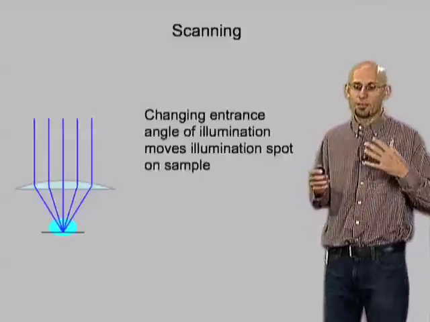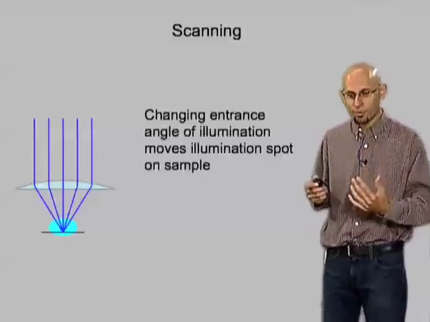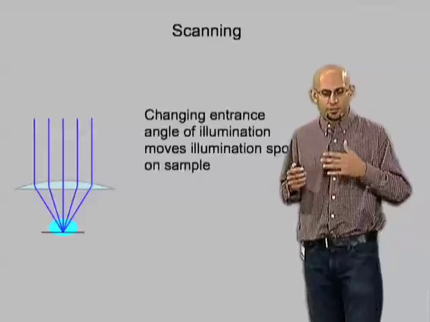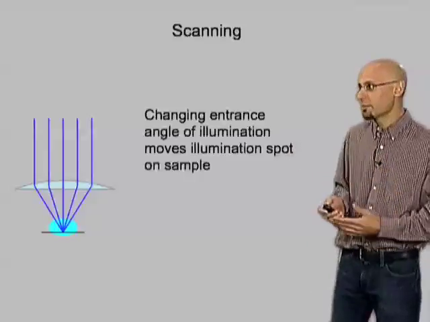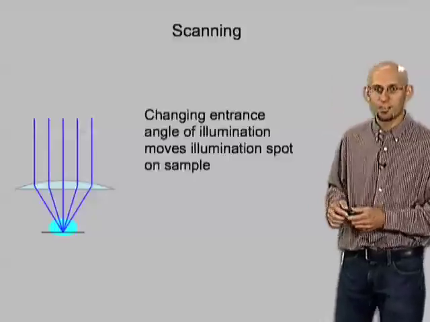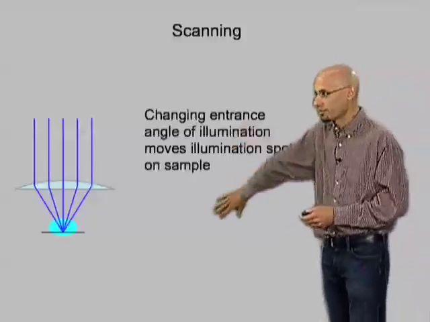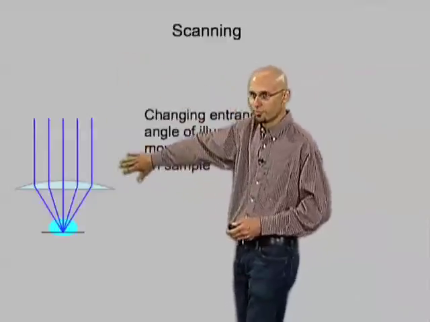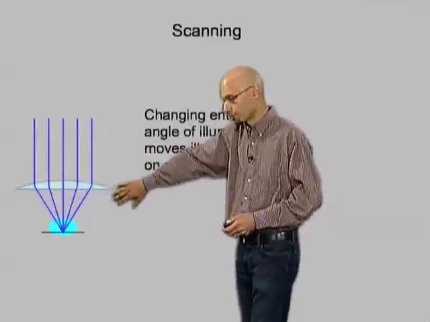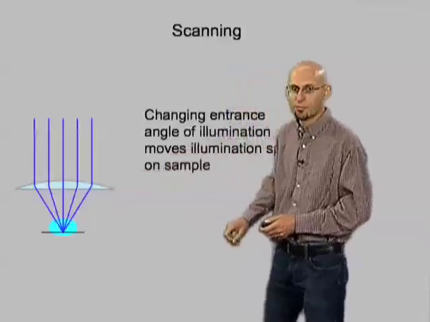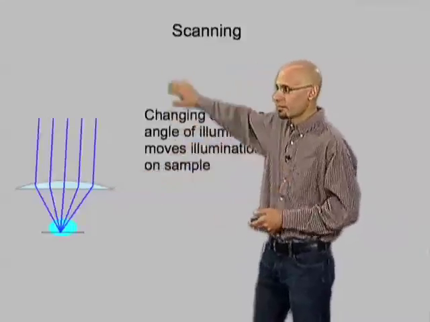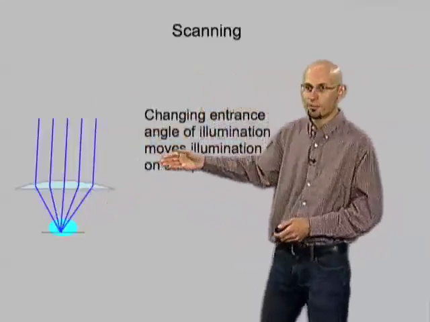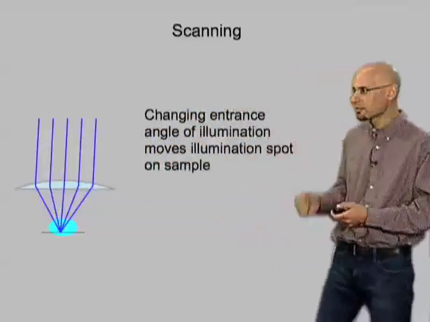Of course, we need a way to scan the sample. We want to record the intensities from these different points in the sample, and to do that, we need to move the spot across the sample, and that's done by changing the angle at which light enters our objective here. Again, here's our objective. We've got light coming in right now straight down, and so it's focused exactly on the center of the objective. But if we change the angle of that illumination, so now we're coming in from the side here, we've shifted the focus spot of that light off to the side a little bit.